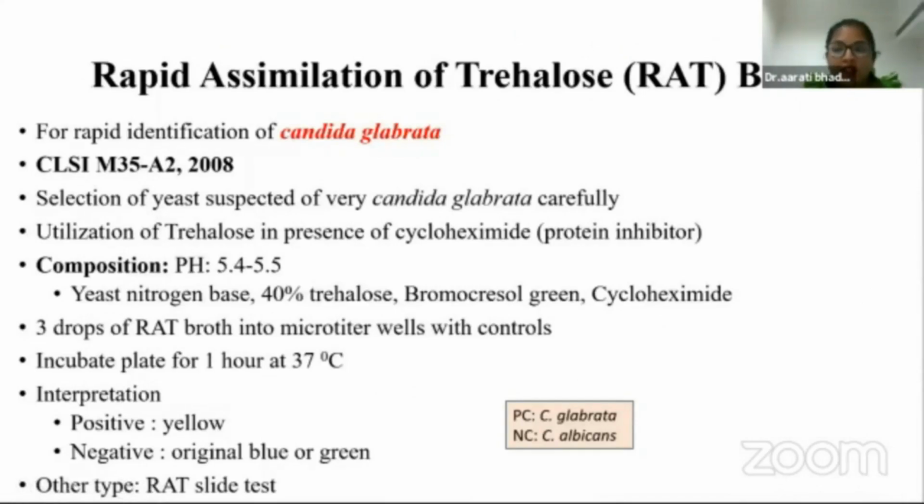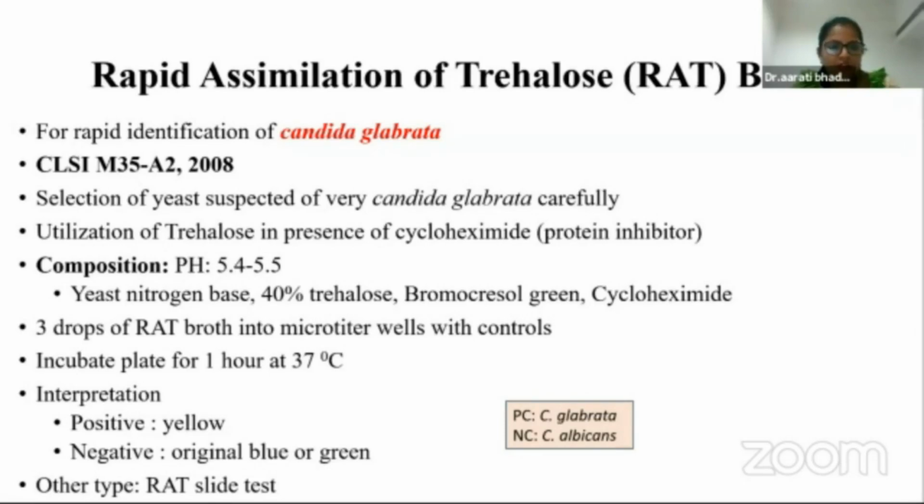So the next test medium is the rapid assimilation of Trehalose broth. This broth will be used for the rapid identification of Candida glabrata. First, we have to keep the yeast colonies ready. We have to carefully select the yeast suspected of being Candida glabrata. The utilization of Trehalose in the presence of cycloheximide is detected in this broth.